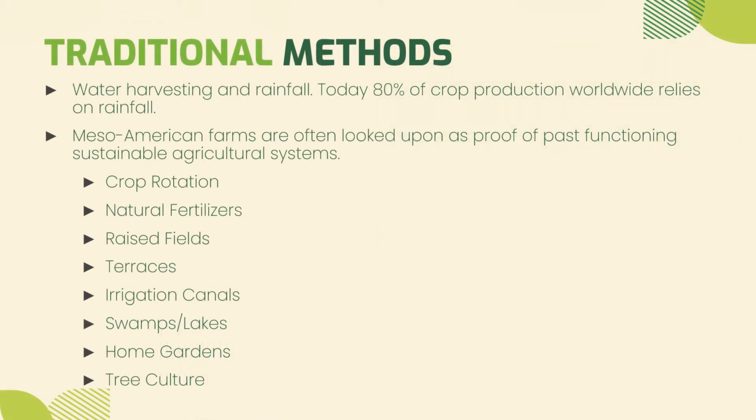Now let's see the traditional methods of farming. Number 1. Water harvesting and rainfall. Today 80% of crop production worldwide relies on rainfall. Mesoamerican farms are often looked upon as proof of past functioning sustainable agricultural systems because of crop rotation, natural fertilizers, raised fields, terraces, irrigation canals, swamps, lakes, home gardens, and tree culture.